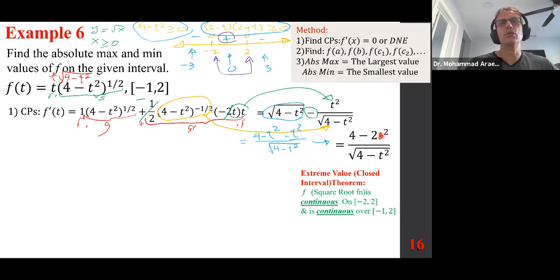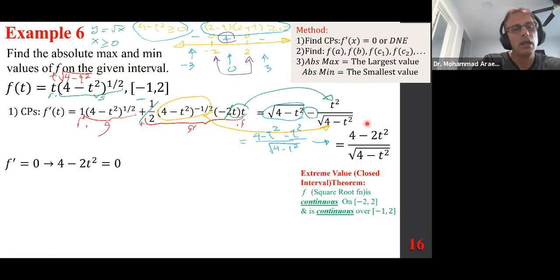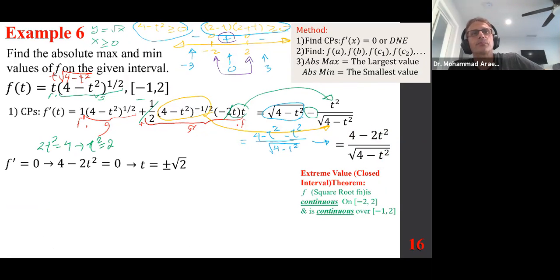So going back to F prime equals 0. A fractional expression is 0 when the top is 0. So let's set that equal to 0. So when you do that, 2T squared equals 4, T squared equals 2, and T is plus minus square root of 2. Okay, everybody?